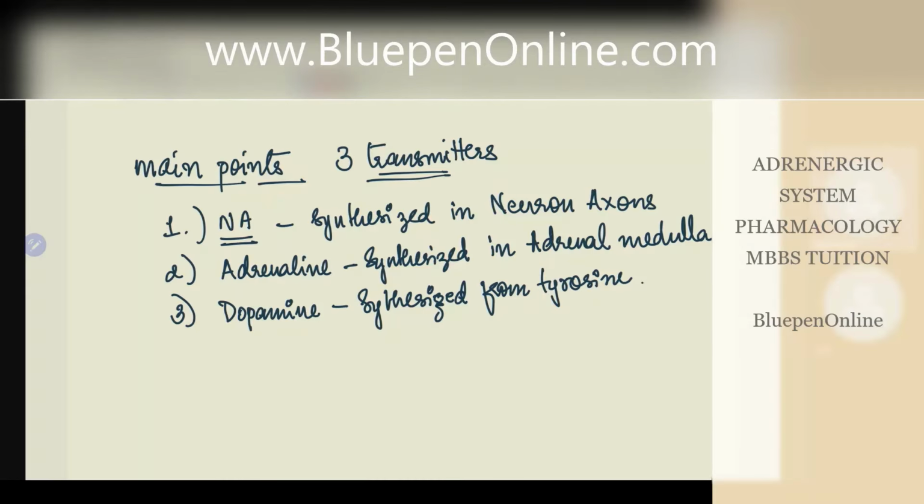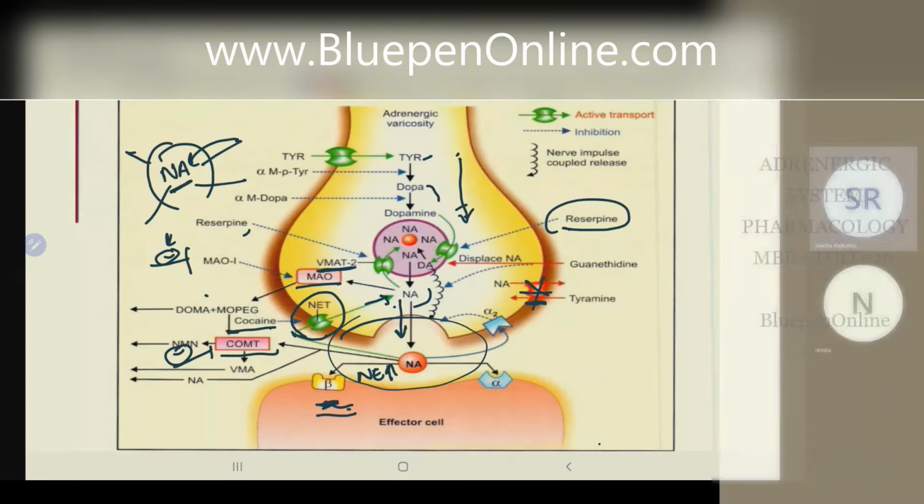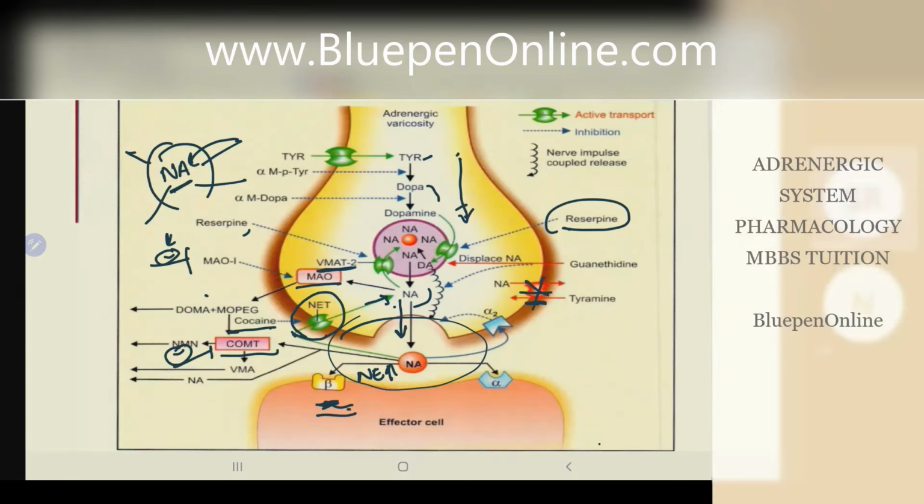The summary again is: noradrenaline is synthesized in neuron axons, while adrenaline is synthesized in the adrenal medulla. Now this dopamine, this is a precursor of these two. The same way, if there is too much noradrenaline in the synaptic cleft, it goes back and sits in the alpha-2 receptor. So the alpha-2 will tell this neuron, stop producing more noradrenaline.